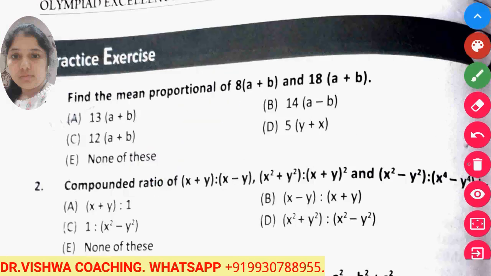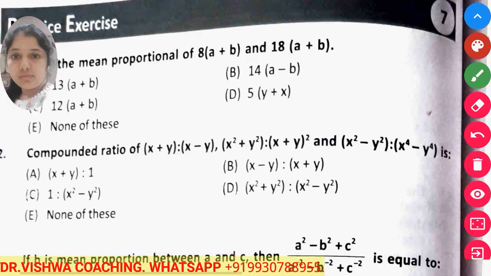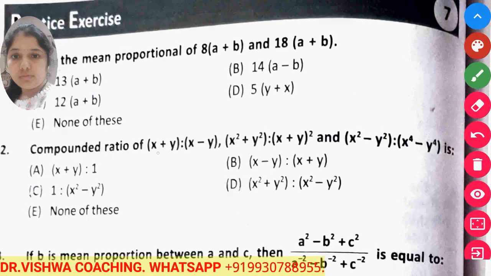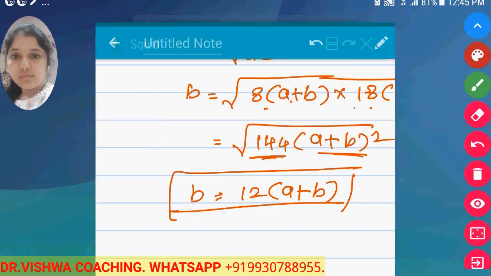Okay. Now answer C is the correct answer. Now we will move to the next example. Now see, we have to calculate the compounded ratio of (x plus y) to (x minus y), and (x square plus y square) to (x plus y) whole square, and (x square minus y square) to (x raised to 4 minus y raised to 4).